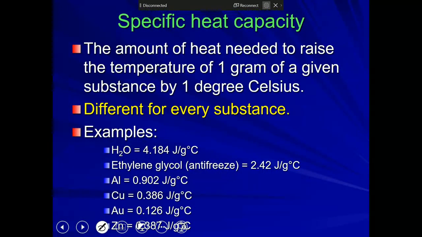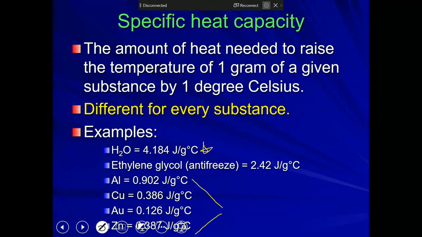So specific heat capacity is the amount of heat that's needed to raise the temperature of 1 gram of a given substance by 1 degree Celsius. Now, we know that for water, that's 1 calorie because water was used to define a calorie. So for water, the specific heat capacity is 4.184 joules for every gram degree Celsius, because 4.184 joules is the same as a calorie. Notice here's some other substances. You can't see it, the zinc is under there, 0.387 joules per gram Celsius. But do you notice that the metals have really small numbers?